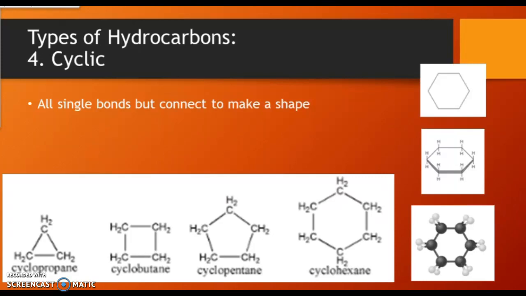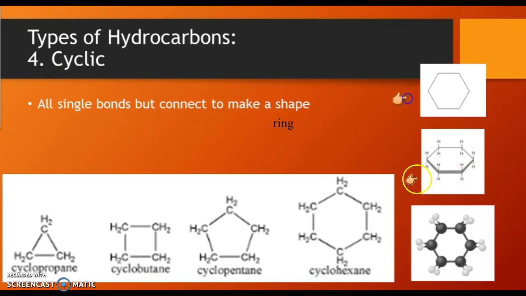The 4th type of hydrocarbon are cyclic, as in circle. These are single bonds, but they connect like a shape. Now, usually that shape, we always call it a ring. And I mentioned this last CC. If it's cyclo, so it's a circle, prop, 3 carbons, ane, all single bonds: cyclopropane, if it's a triangle. If it's a square, cyclobutane, pentagon, like cyclopentane, or like cyclohexane. It doesn't matter what shape it is. Basically, if we have a ring, we consider it cyclic.